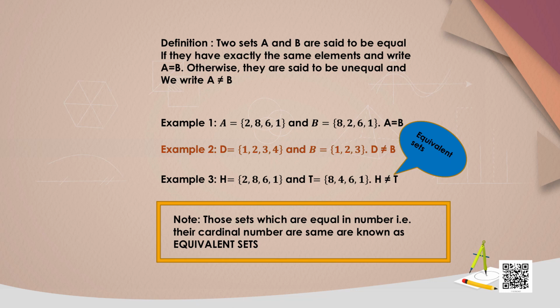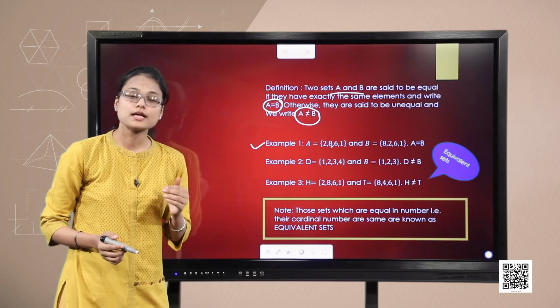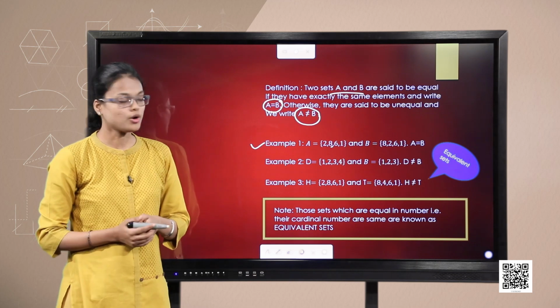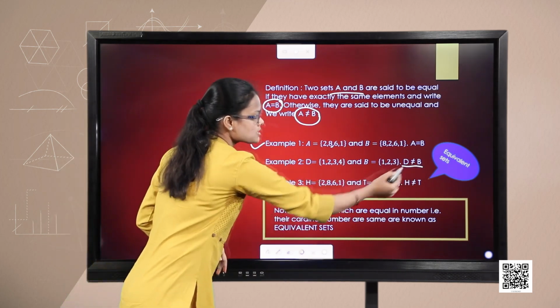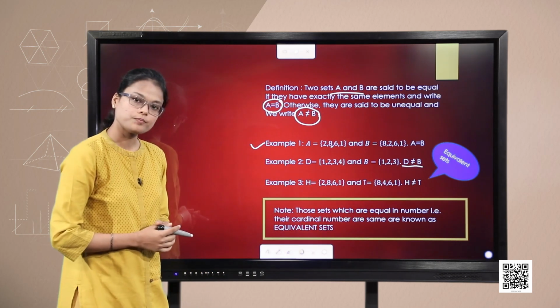Now example number 2, D is consisting of 4 elements 1, 2, 3 and 4. B is consisting of 3 elements. So, from here itself we can see both are consisting of different numbers of elements. So, B is not equal to D.